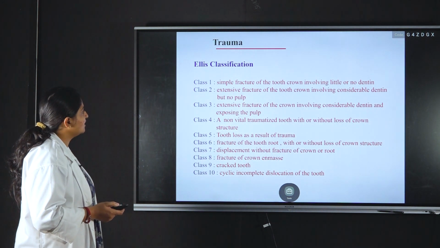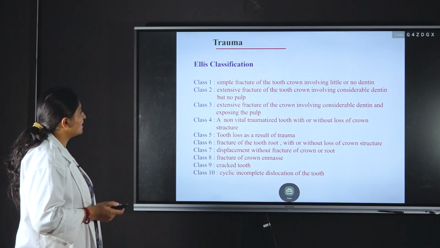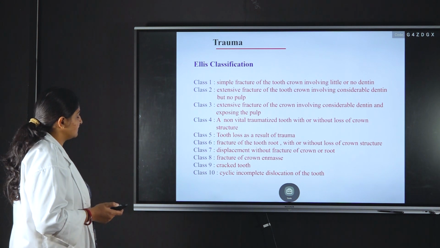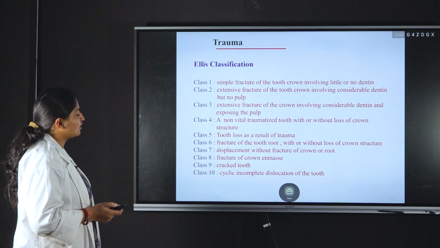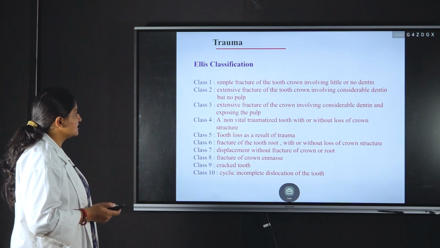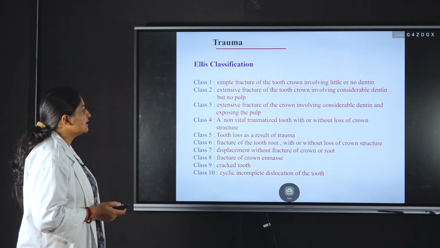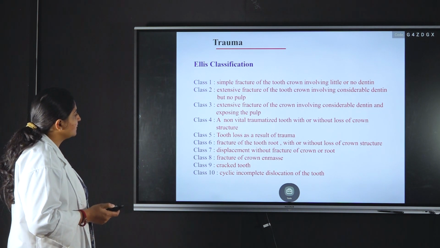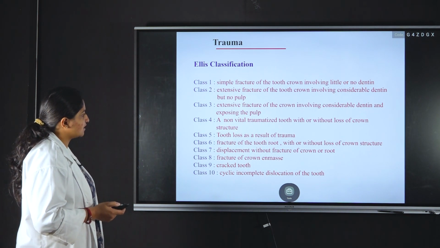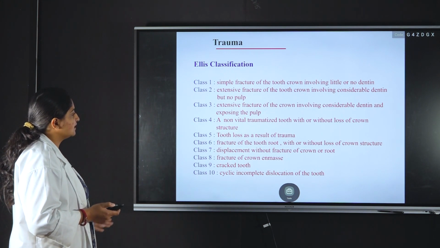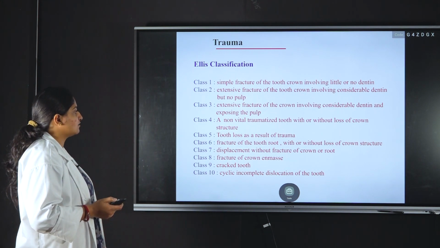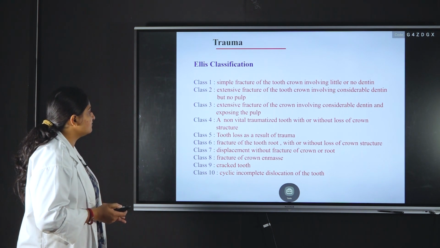So coming to trauma, it is Ellis's classification: class 1, 2, 3, 4, 5, 6, 7 and 8. Class 1 is a simple fracture of the tooth crown involving little or no dentin. Class 2 is an extensive fracture of the tooth crown involving considerable dentin but no pulp. Class 3 is an extensive fracture of the crown involving considerable dentin and exposing the pulp.